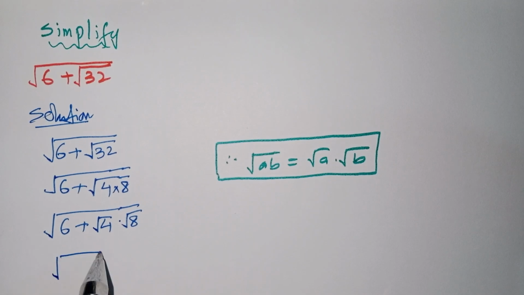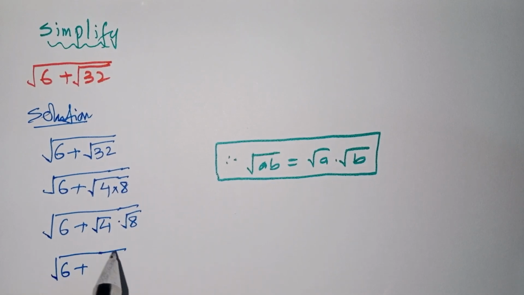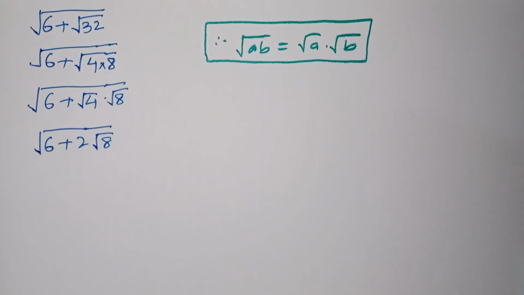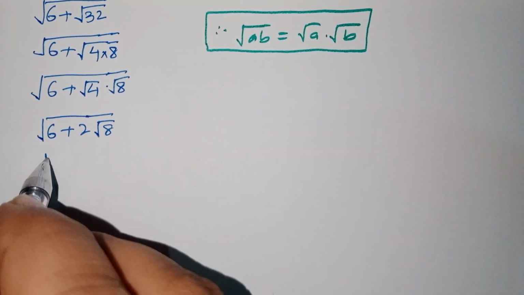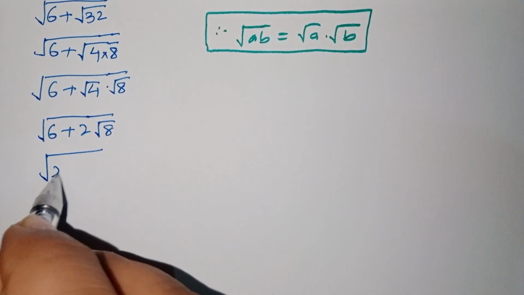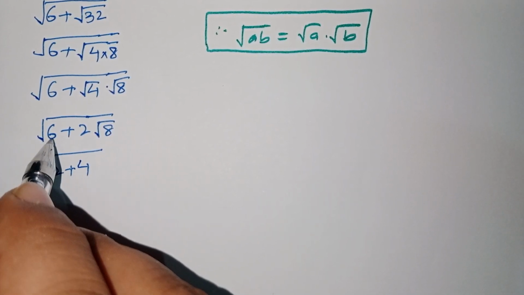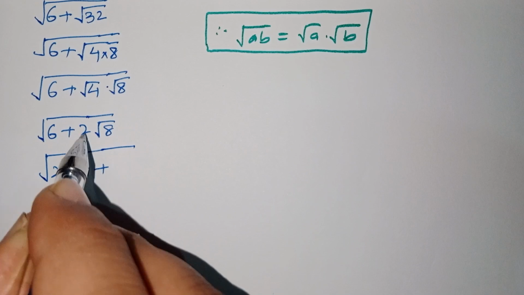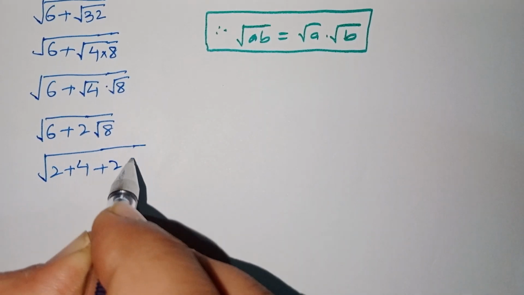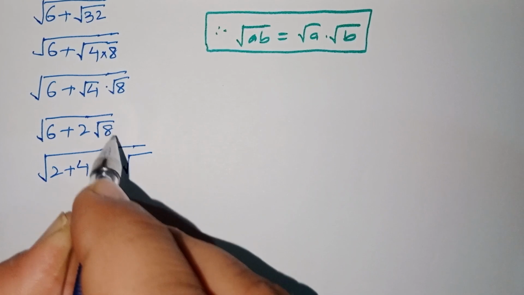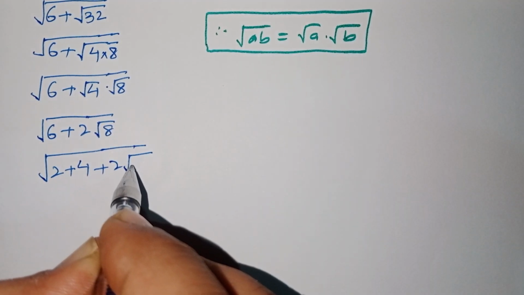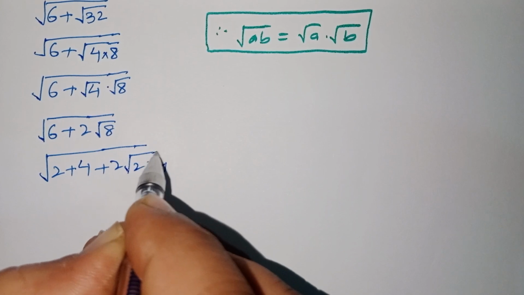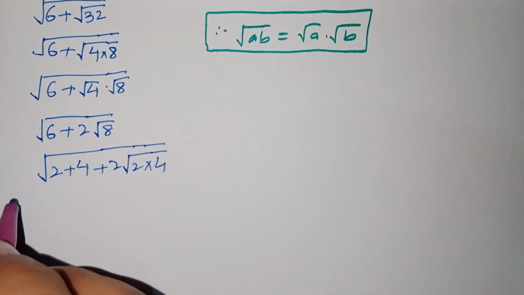Now square root of 6 plus square root of 4 is 2 square root of 8. So here we can write as square root of 2 plus 4. So 2 plus 4 is equal to 6 plus 2 square root of 8 can be written as 2 into 4.